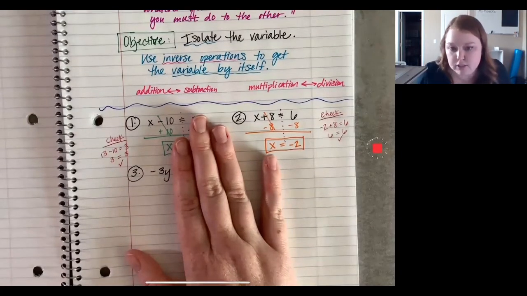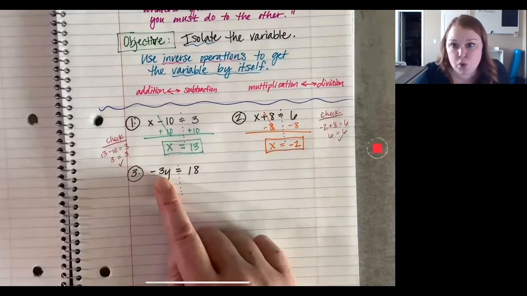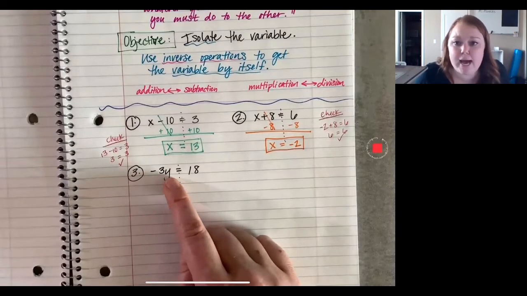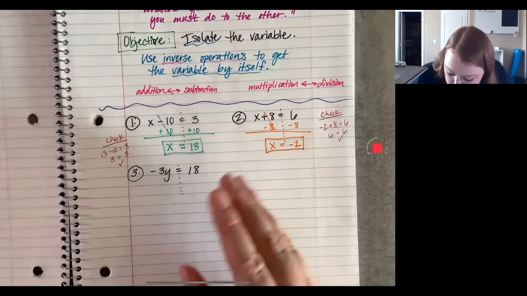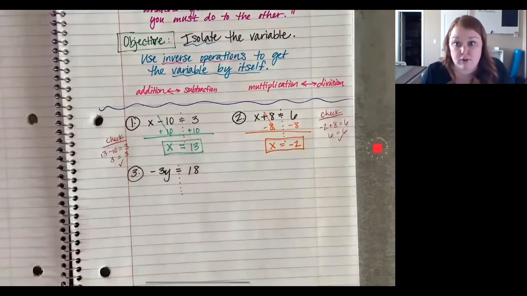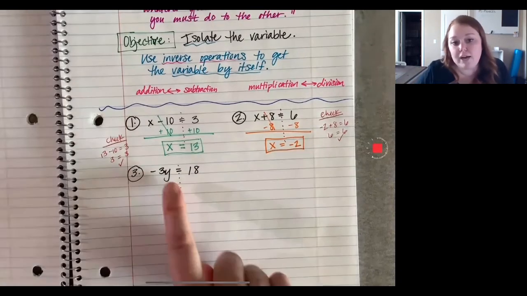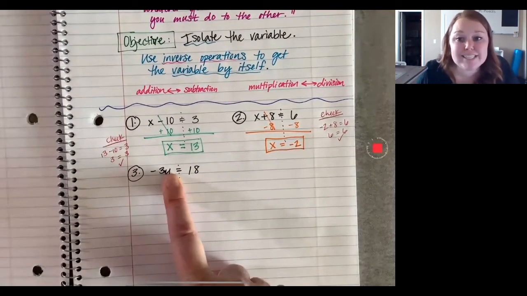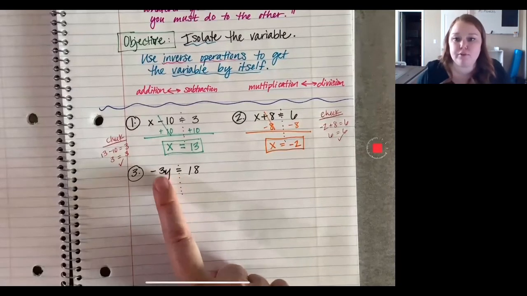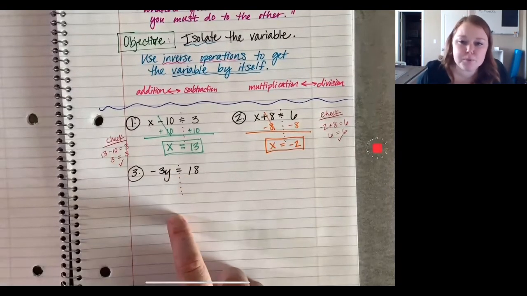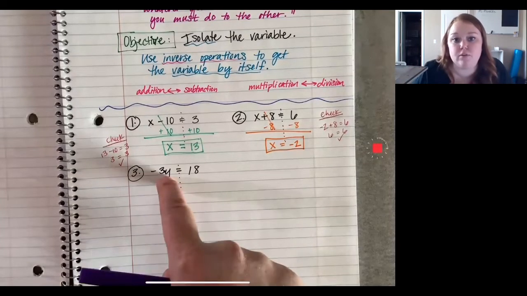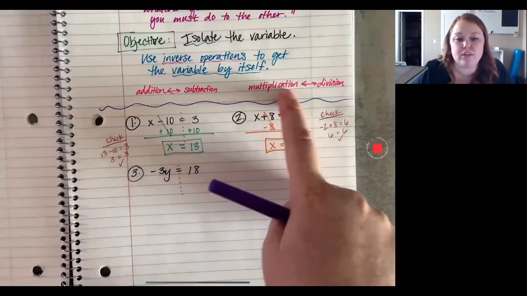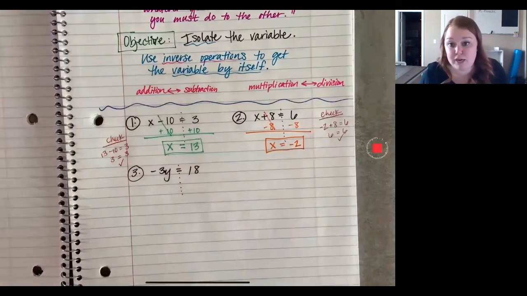No, there's a stinking negative 3 attached to it. And if that negative 3 is attached to it, what operation is secretly happening between the negative 3 and the y? There's a secret multiplication, right? So your y, your variable, is multiplying by -3. What's the opposite of multiplying by -3? Well, the opposite of multiplying is dividing. So we would need to divide by -3.